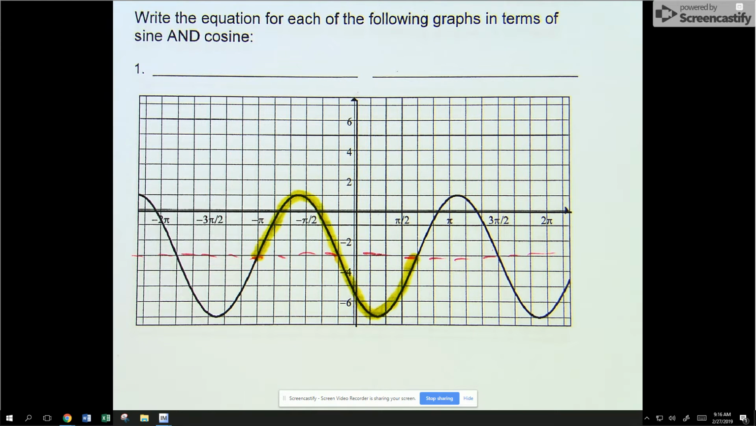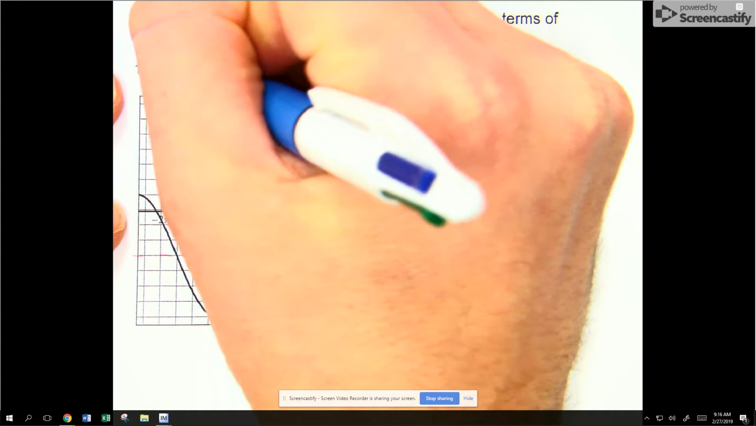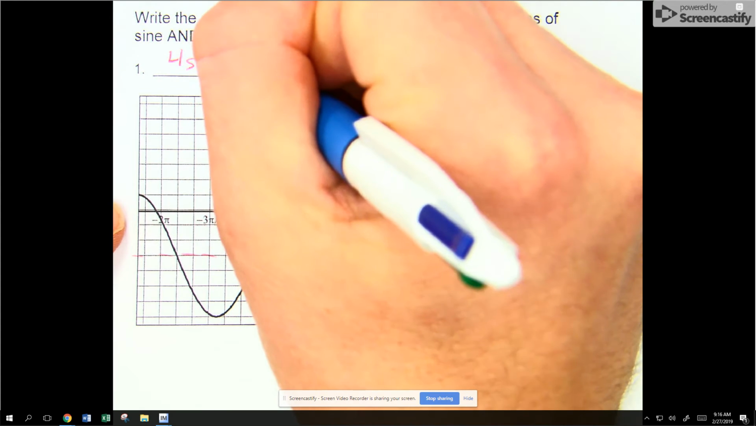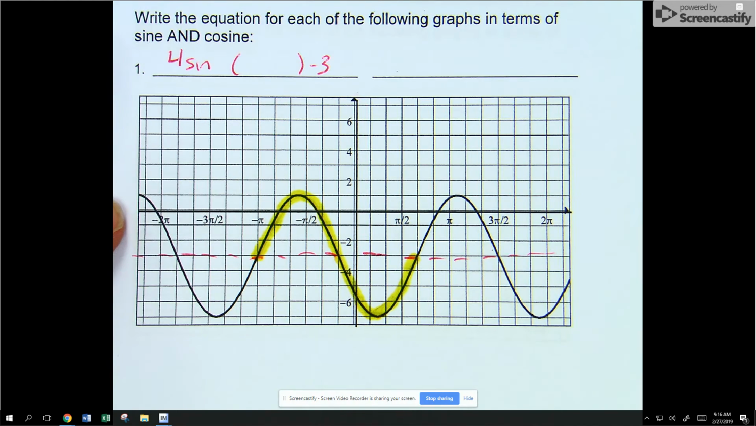Now, with this, we've already identified the amplitude as being 4. So we have a 4, we have a sine. Now, is it moved up or down? It's moved down how much? So we should all have a -3. We're all going to have a theta still.